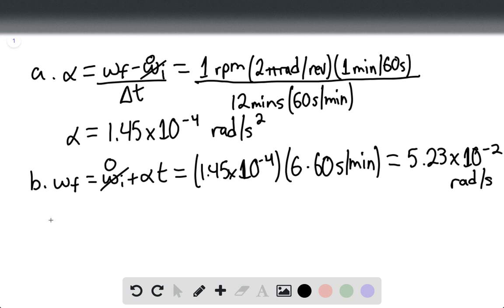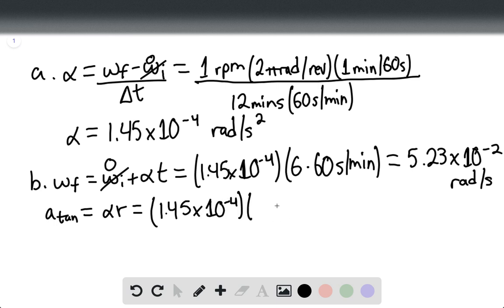Now, to find the tangential acceleration, we simply take the angular acceleration times the radius. So this will be 1.45 times 10 to the negative 4th times the radius of 4.25 meters. And this will give us 6.2 times 10 to the negative 4th meters per second squared.